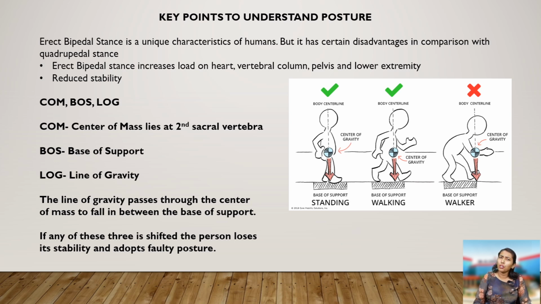Now, there are a few terms that we need to understand when we are talking about posture: center of mass, base of support, and line of gravity. So, what is a center of mass? Center of mass is the point that lies in the center where the whole gravity is acting. It exists in every object, like a rod, a human body, a table or a chair. They will all have a center of mass where the gravity exactly acts. In human beings, this center of mass lies at the second sacral vertebra.